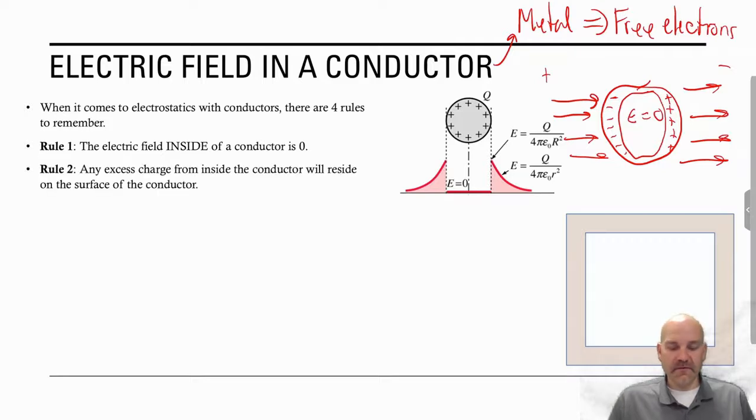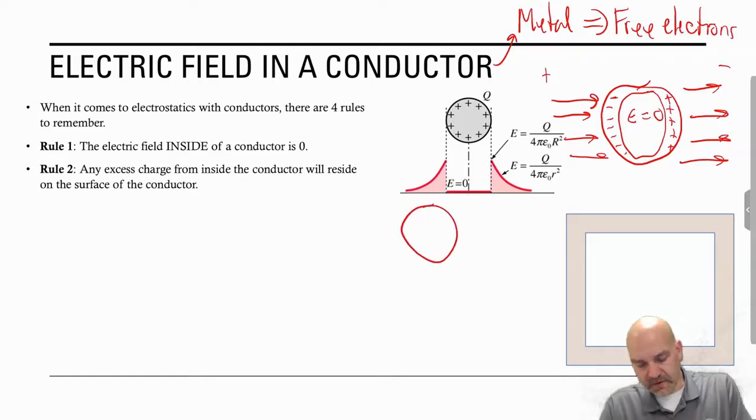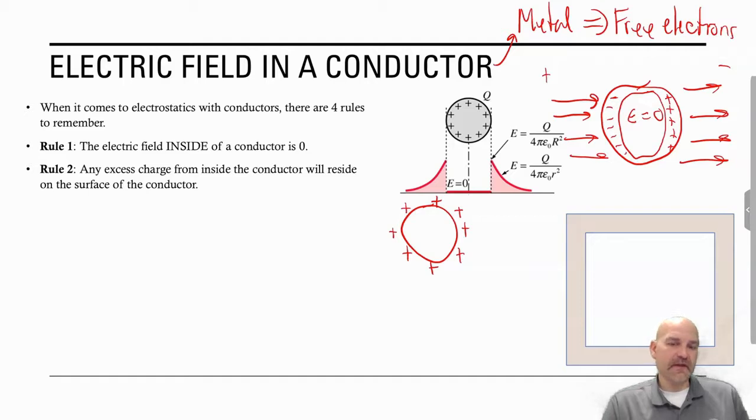And in fact, rules 1 and 2 kind of work together. Any excess charge from inside, those charges that get pushed out, will reside on the surface of the conductor. So if I draw another conductor, if I have a positively charged conductor, all that charge is going to sit on top of the surface, where we know on the inside our electric field is going to be equal to 0.